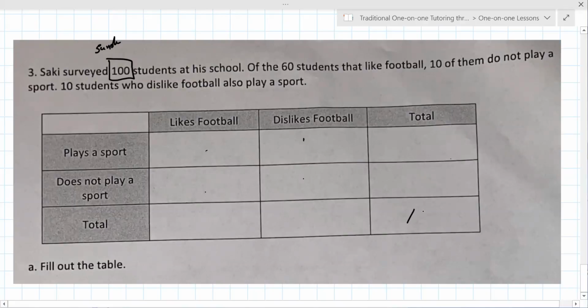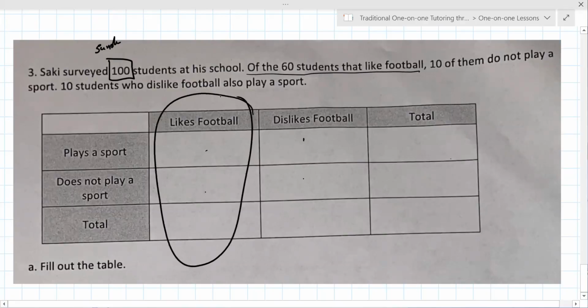Okay. But so is this box down here, and you'll see why in a moment, but I don't want you to be surprised when this happens. So I'm going to delete that and we're going to carry on. Of the 60 students that like football. So here's the like football column. Do you see that? Yeah, I do. Like football right there. That total is 60.